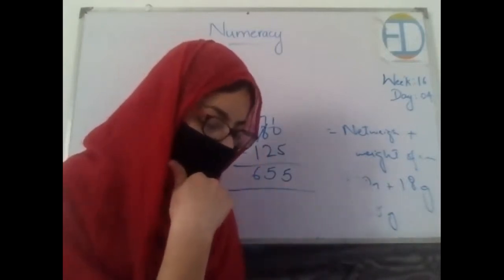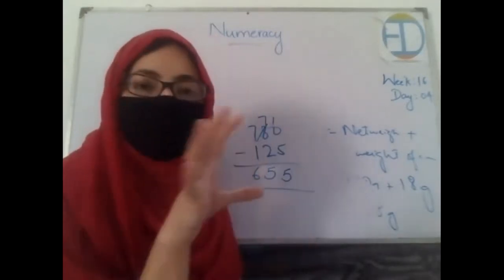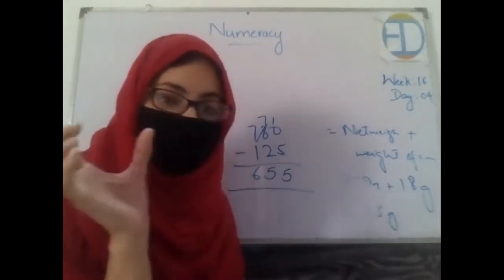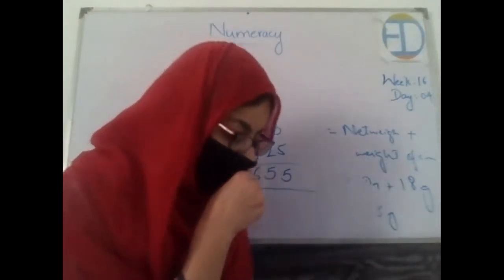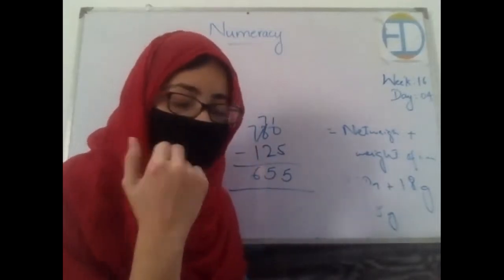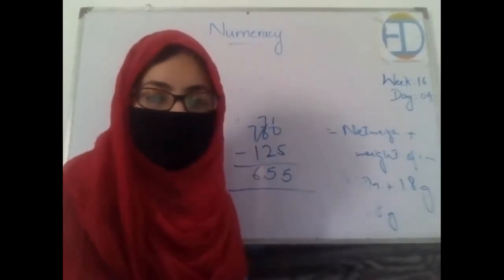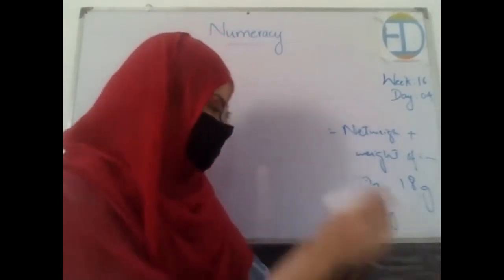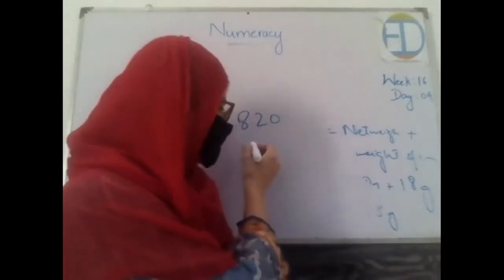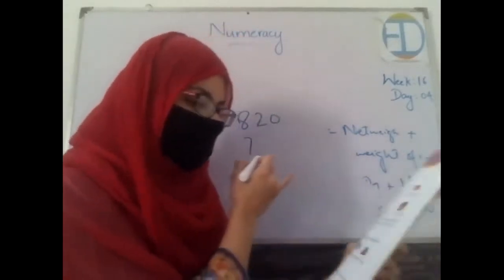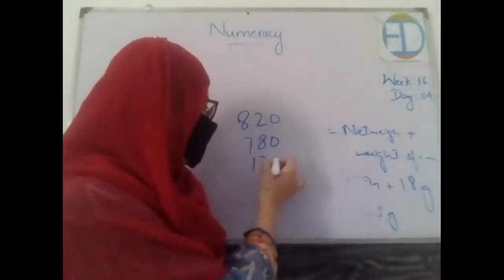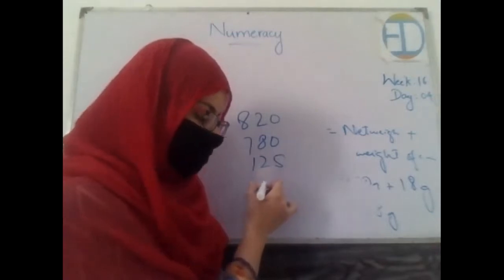Okay, let's move forward. Find the total net weight of all the four items. In order to find the total net weight, you will add all of the net weights, write them one above the other, and then tell me what's the answer. Hurry up. So let's write all of them together. 820 plus 780 plus 125 plus 450.